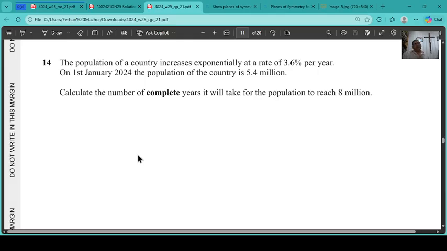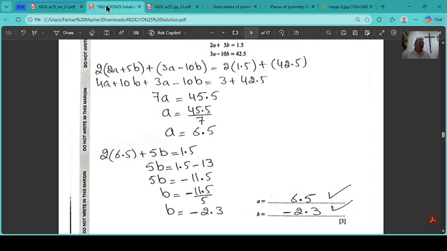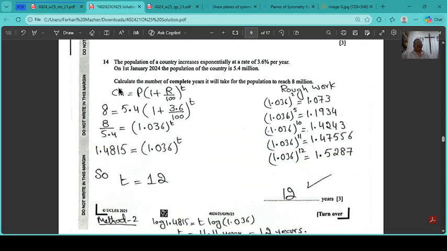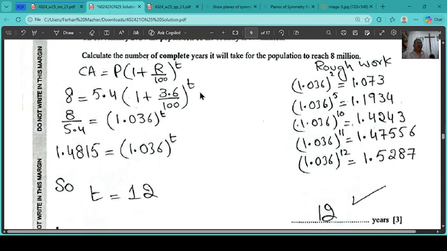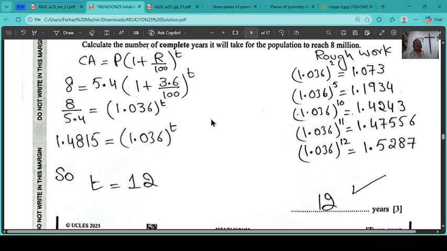Okay, so here the population is increasing exponentially. So the method is very simple. You see, we use the formula for the compounded amount. So the compounded amount is equal to P bracket 1 plus R by 100 bracket close raised to power T. So we want the value to reach 8 million, and the principal or original amount is 5.4 million. So bracket 1 plus the rate, 3.6 percent per year, divided by 100, raised to T. I want to find out in how many years this will happen.